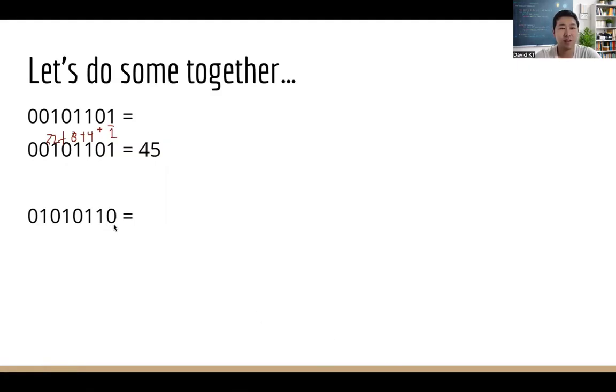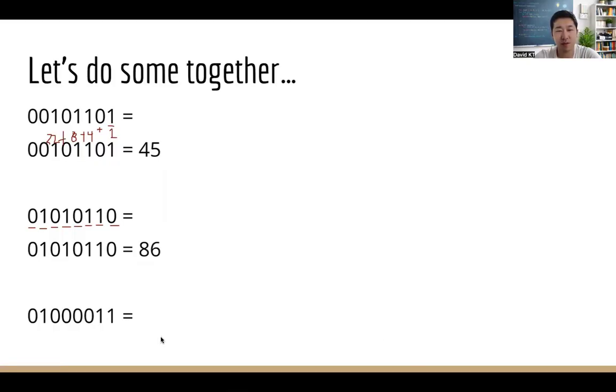This one is 0 plus 2 plus 4 plus 0 plus 16 plus 0 plus 64 plus 0, which ends up being 86. Now, how about this one? This is 1 plus 2 plus 0 plus 0 plus 0 plus 0 plus 64, which ends up being 67.